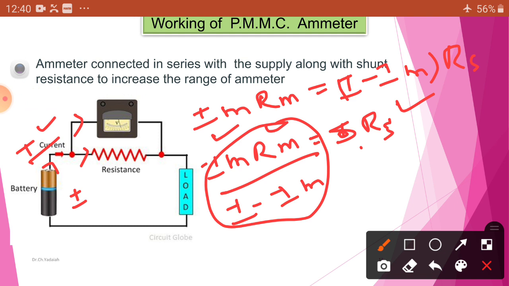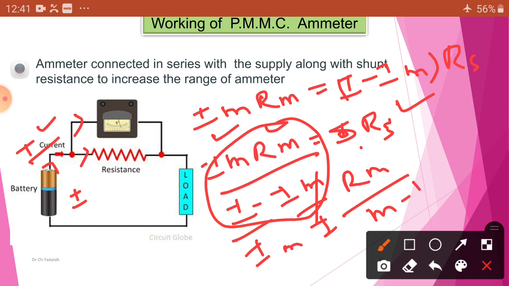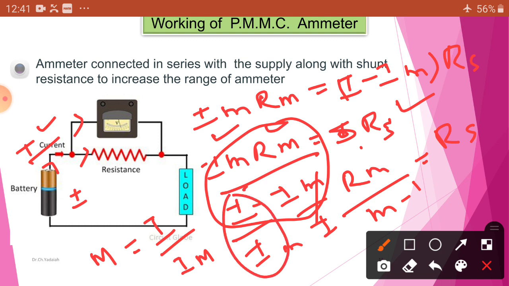Now this can be simplified. So Rshunt is equal to Rm multiplied by Im over I minus Im; dividing through, Im by I comes to one. So I can write Rshunt is equal to Rm divided by M minus 1, where M is the multiplication factor, the total current by the meter current, I by Im.